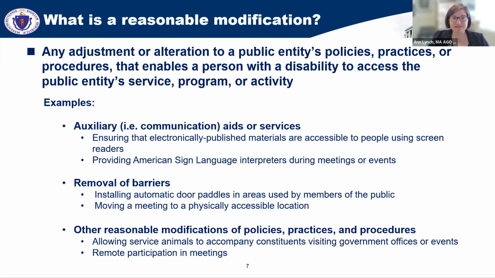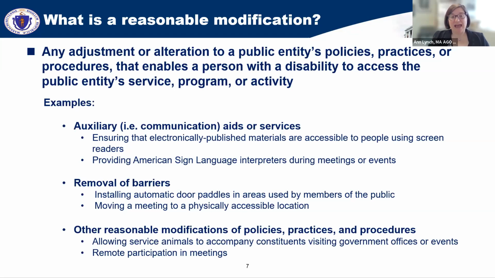Another category of reasonable modifications is the removal of barriers. So examples of this are installing automatic door paddles at your entrances or in other areas where the public needs to move around, and moving a meeting to a physically accessible location. Another category of reasonable modifications has to do with alterations to those policies, practices, and procedures. And here, classic examples are allowing service animals to accompany constituents visiting government offices or events, and now more so than ever, remote participation in meetings.